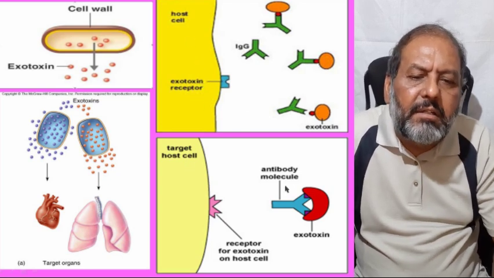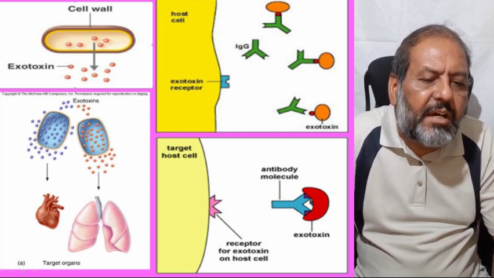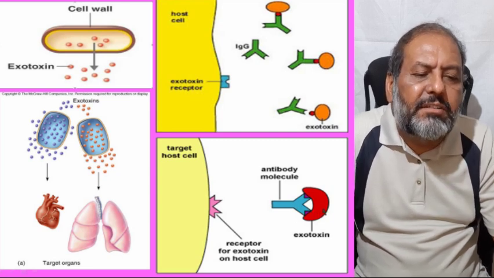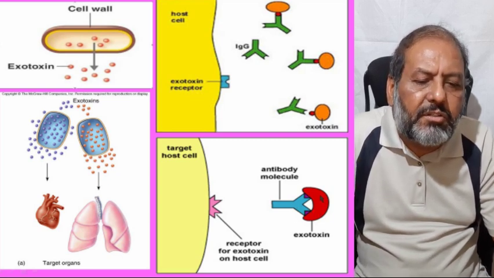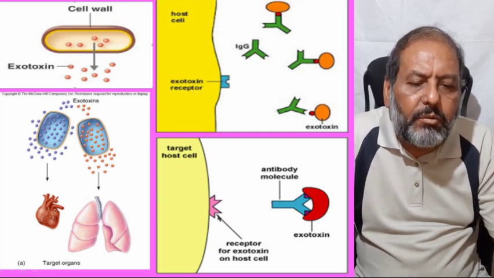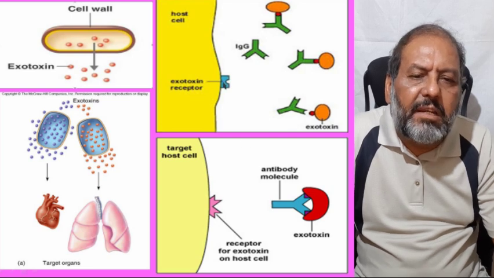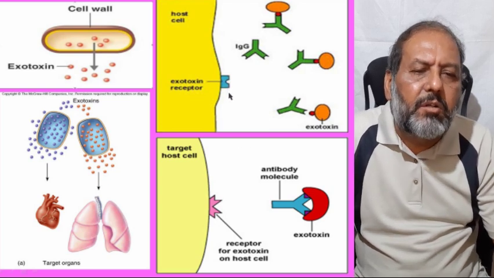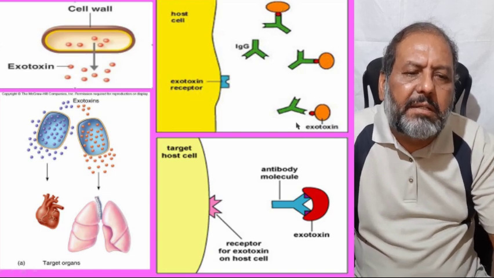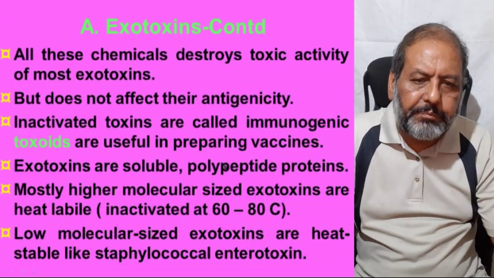Here again, the target host cell and the antibody molecule: one can see these are going to catch the exotoxin and neutralize it, and the exotoxin is not able to attach to the receptor meant for the exotoxin on the host cell. Similarly, the receptors here are not being occupied by the exotoxin, but the antibodies get attached and neutralize it.